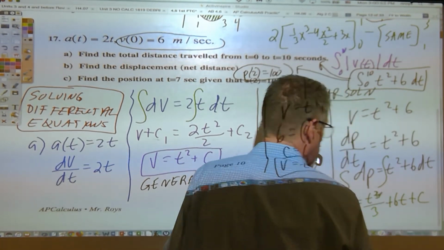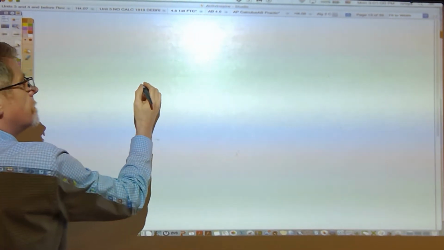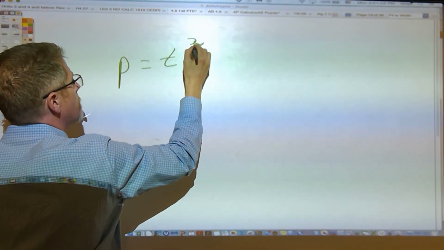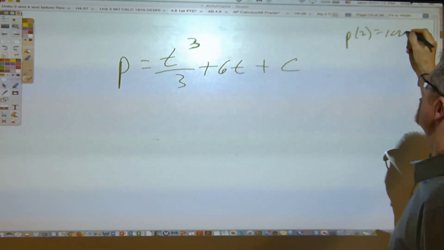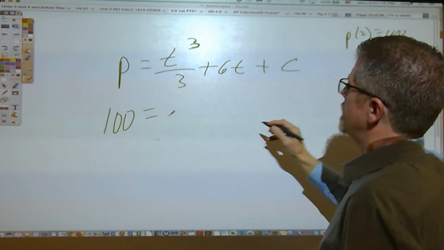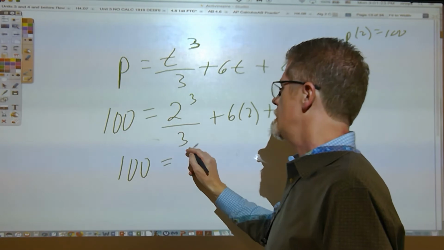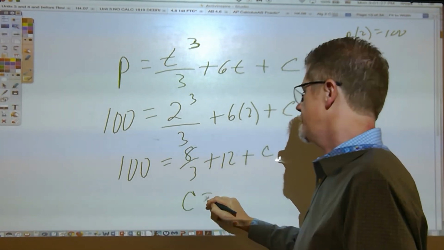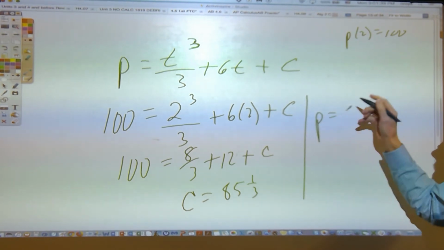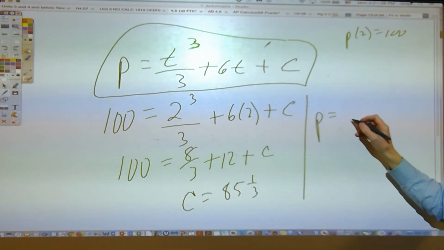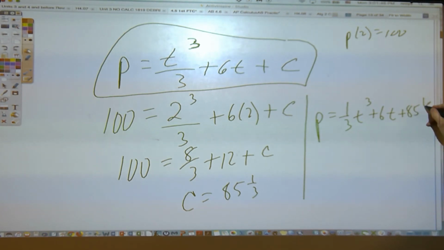That's t cubed over 3 plus 6t plus c. We have to solve for c. The general solution. They told us that P of 2 is 100. So put 100 in for P and 2 in for t and solve for c. So 100 equals 8/3 plus 12 plus c. So c is 85 and 1/3. So class, this is the general solution. The particular solution is P equals 1/3 t cubed plus 6t plus 85 1/3.